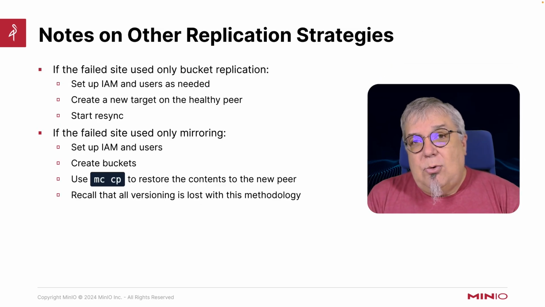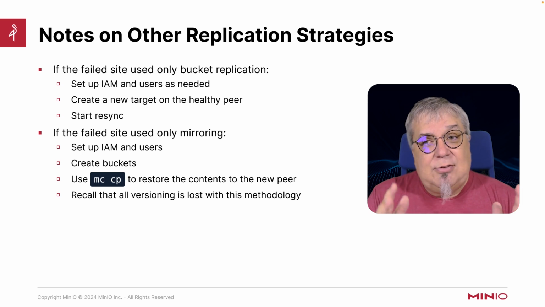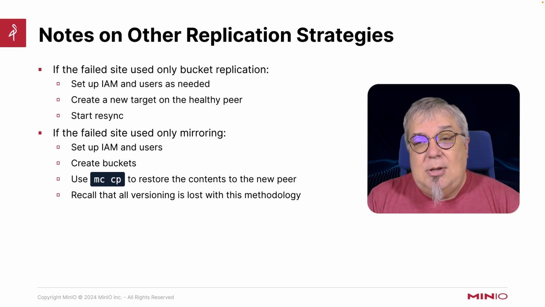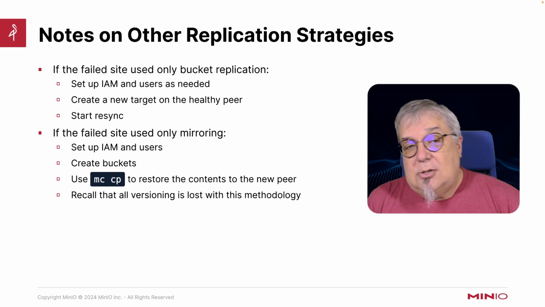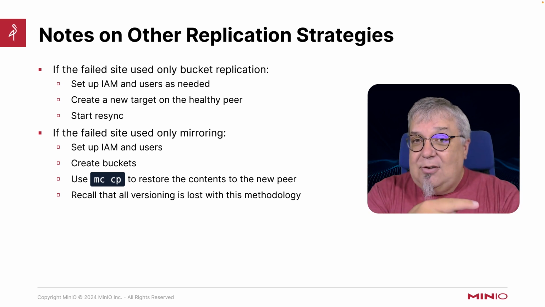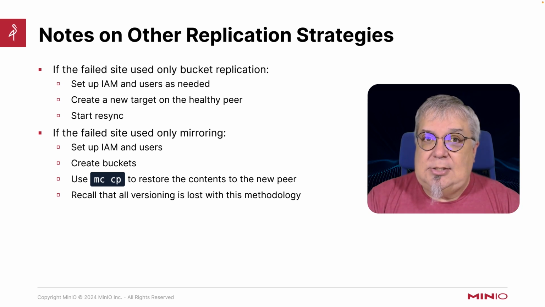A couple of notes on the other replication strategies. If you're only using bucket replication, then you're going to have some extra steps. You need to set up your IAM and your users. You're going to have to create a new target on the healthy peer to do the bucket replication. And if it's going to be active replication, you have to make sure that you set it up going back the other way and then start your resync.